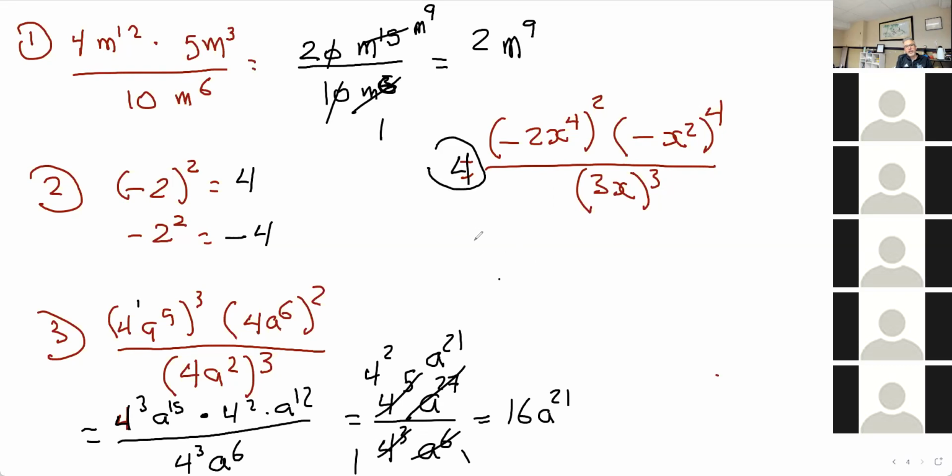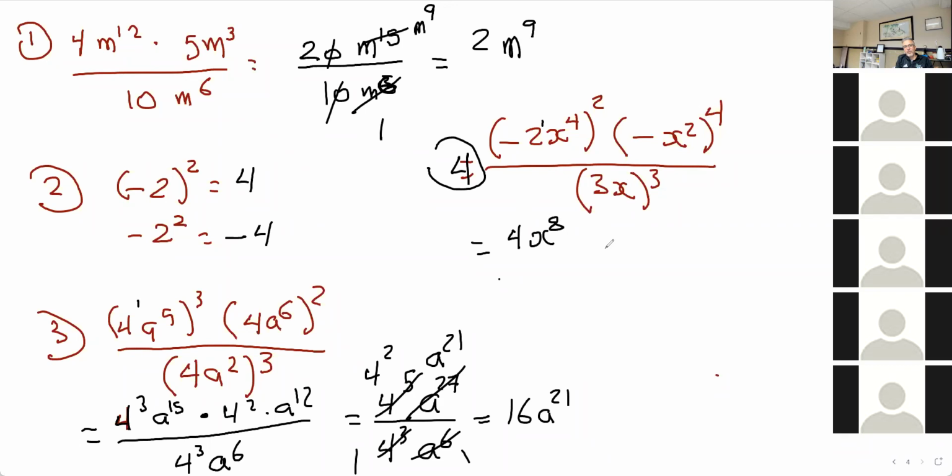Now with this one right here, we're just going to raise everything to the exponent. So this has a 1. And the negative, because this is an even exponent, it becomes positive. And 2 to the power of 2 gives me 4. X to the 8. So I'm doing this a little bit faster.